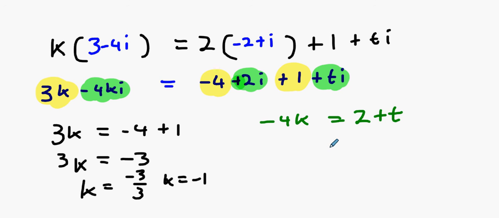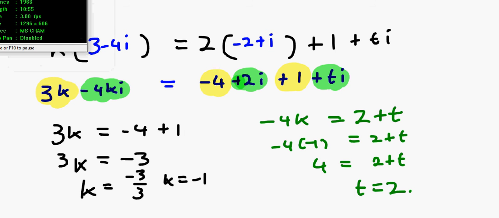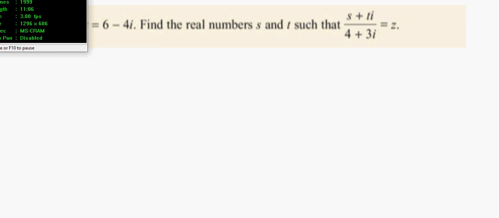And k is minus 1, so minus 4 times minus 1 equals 2 plus t. 4 equals 2 plus t. Did anybody get t equals 2? Bring the 2 over to the other side, take it away, you'll get 2 equals t, which is the same thing as t equals 2. Two different ways you could go about doing this.